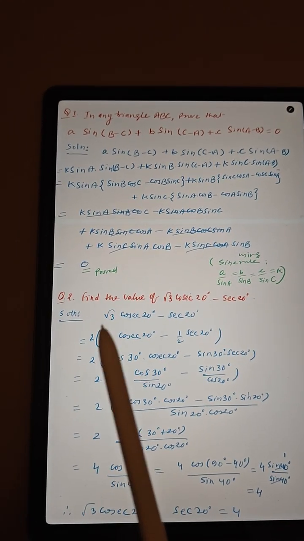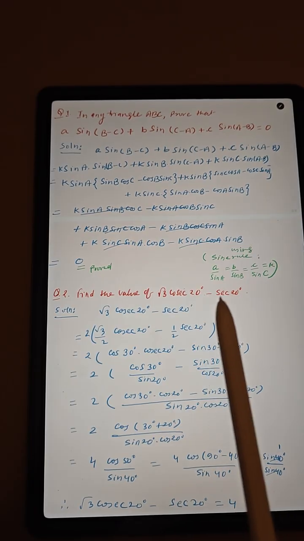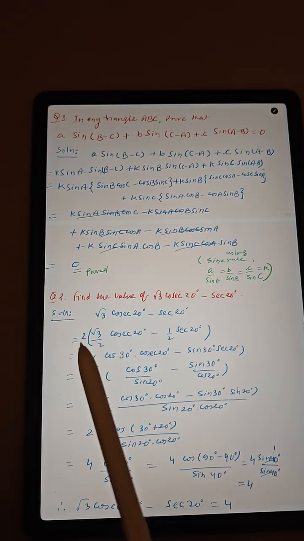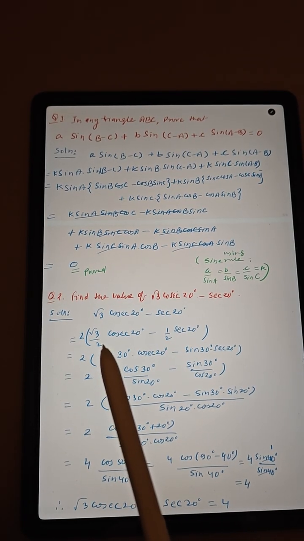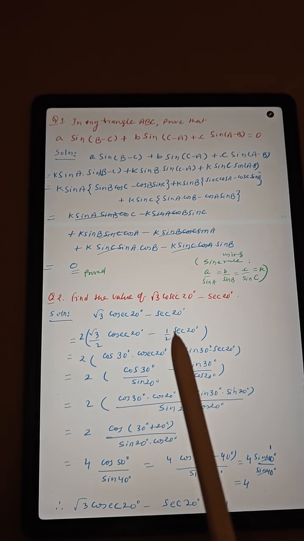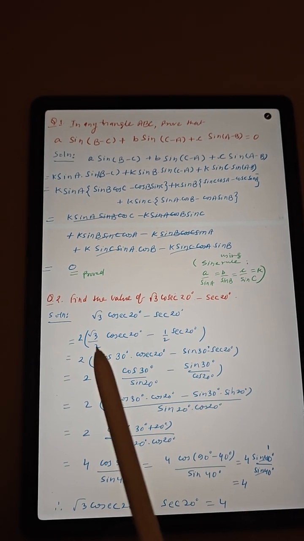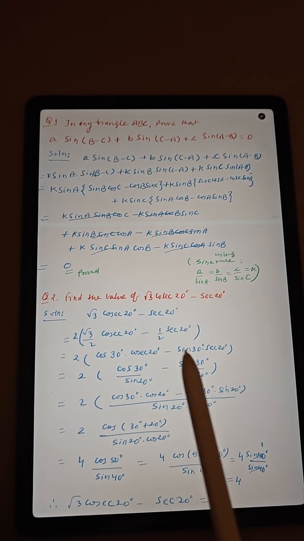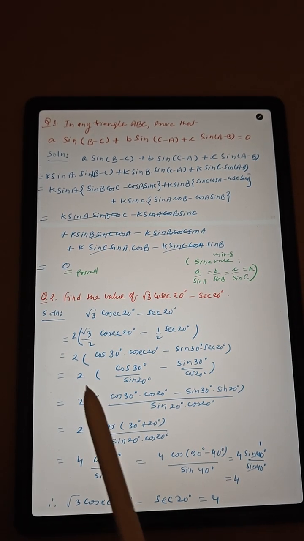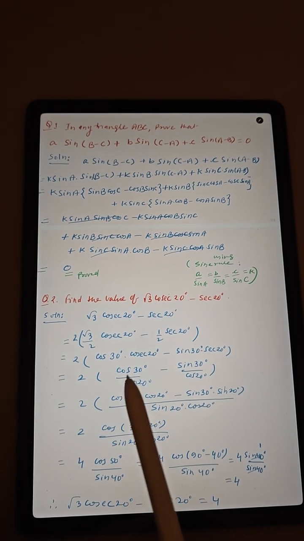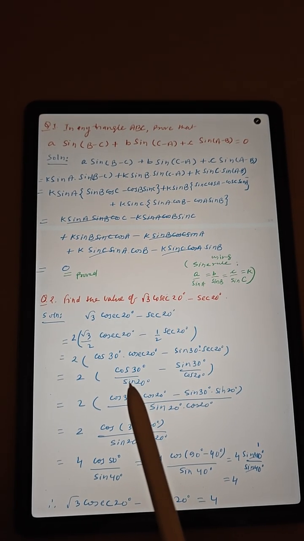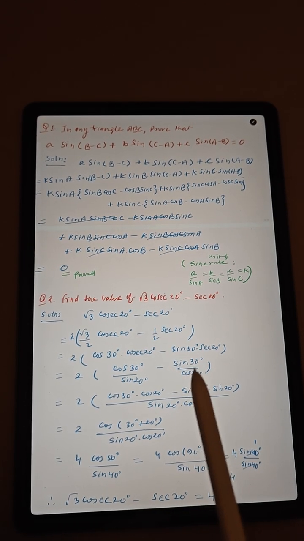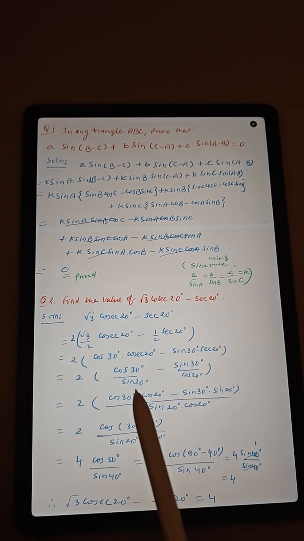Okay, next: find the value of root 3 cosec 20 degree minus sec 20 degree. Here we will multiply by 2 and divide by 2. So multiplying by 2, root 3 upon 2 comes, cosec 20 degree minus 1 by 2 sec 20 degree. Root 3 by 2 can be written as cos 30, and this half as sin 30, with twice outside. Now this is cos 30 degree upon sin 20 degree minus sin 30 degree upon cos 20 degree, because sec is 1 over cos, cosec is 1 over sin.